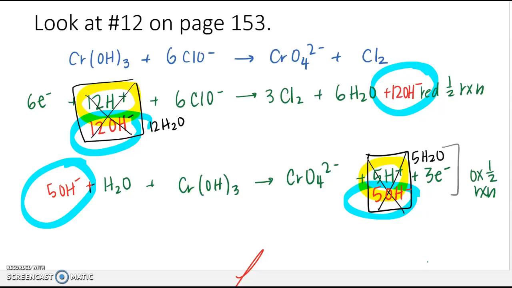Remember, the reason why you're adding OHs is because it's basic, and you know that if something's basic, it has an OH concentration. It should not have H pluses floating around because that would make it an acid. So other than that, these are just like what we have been doing.